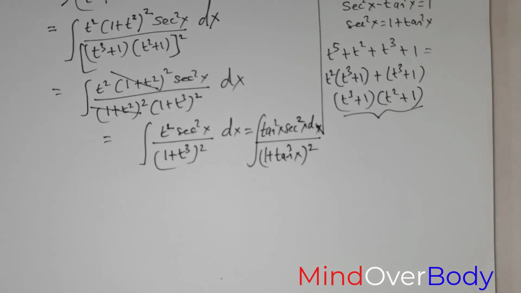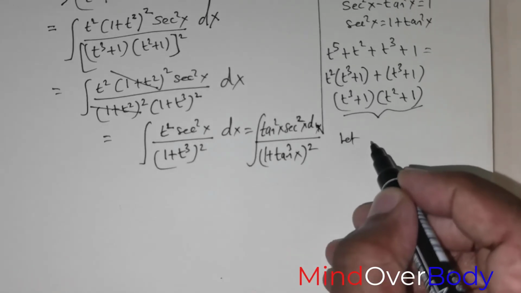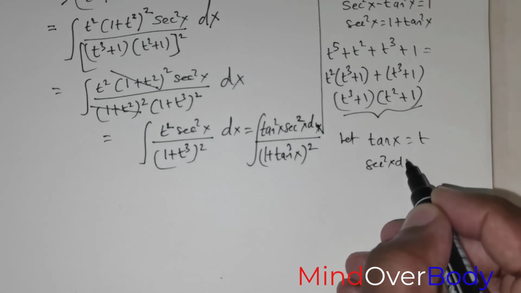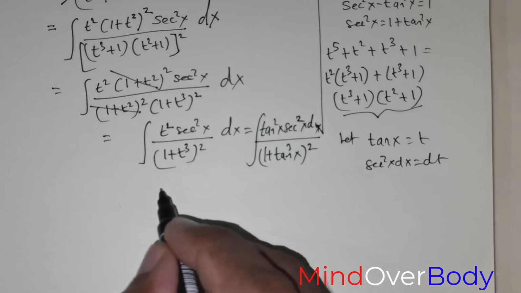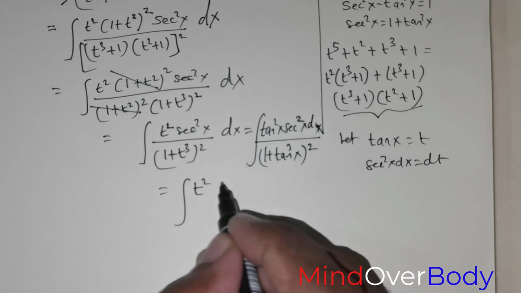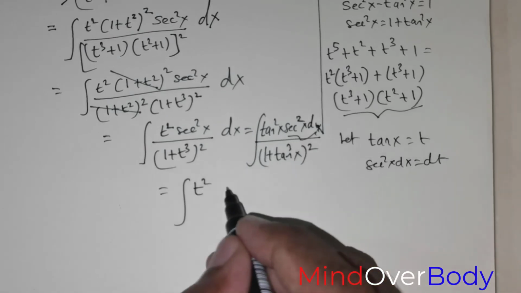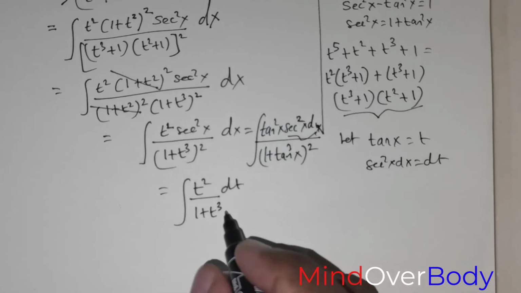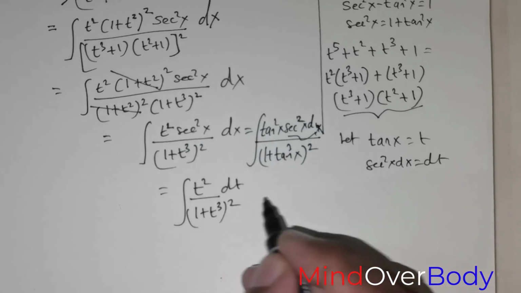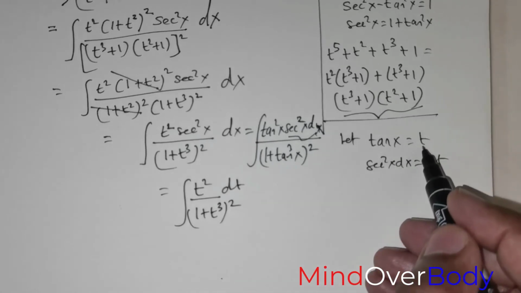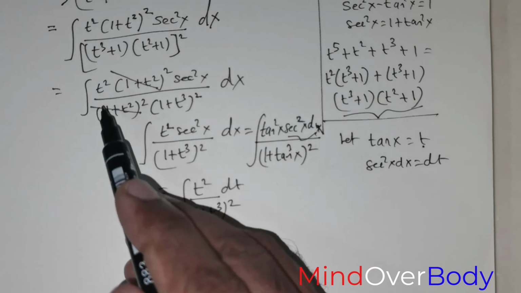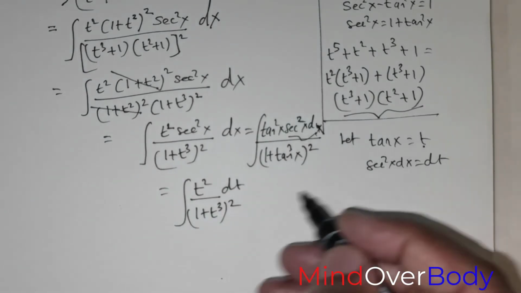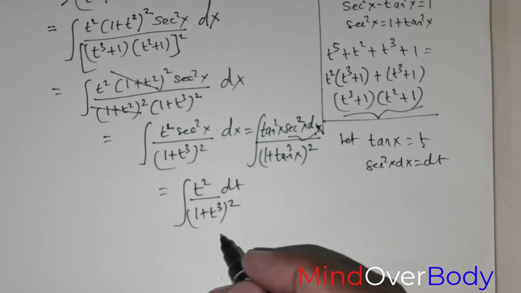Now let us make this substitution. Let tan x be equal to t. When I differentiate this, I get secant squared x dx is equal to dt. So this is equal to the integral of t squared secant squared x dx, that's going to be dt, divided by 1 plus t cubed raised to the power of 2. Now this is the substitution t, right? But this is the representation for tan. So if you're not happy with this, you can change it to some other variable. So this is what we have got.